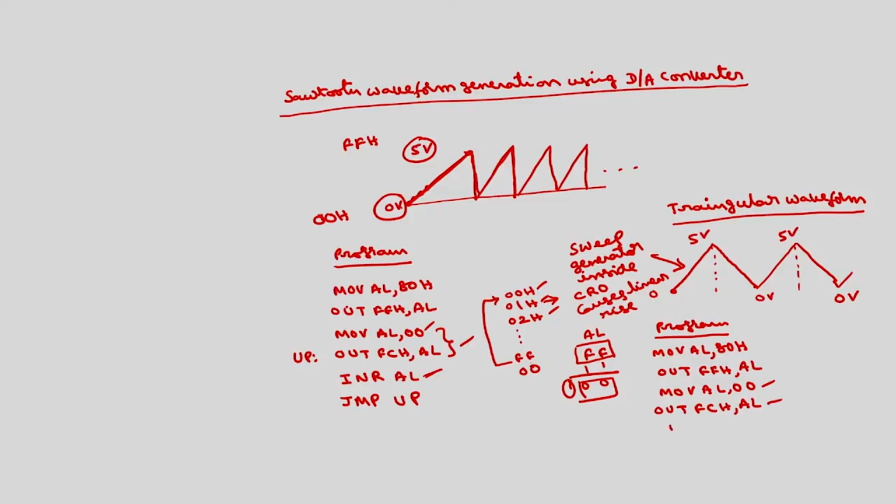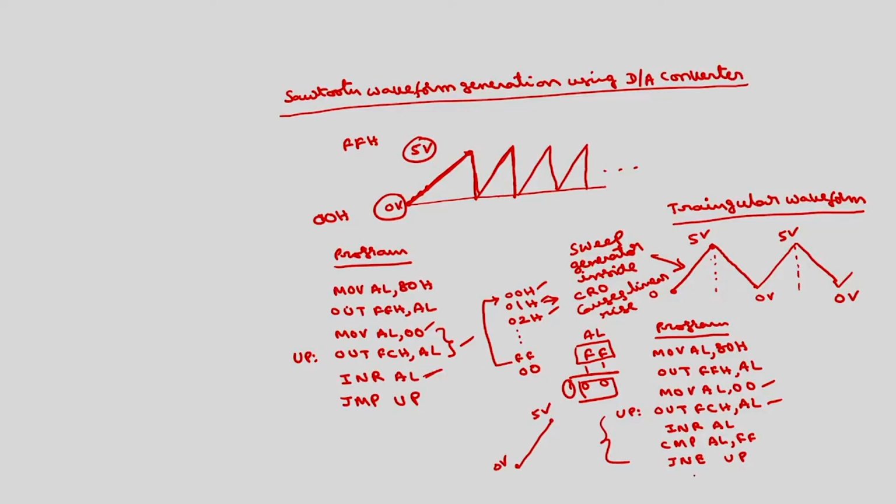Then I have to increment, INR AL, compare AL with FF, because till FF I have to use up counting. Okay. Jump not equal, go to up. So, what it should do is, we have to output that value. So, this program will generate a linear change from 0 to 5 volts.